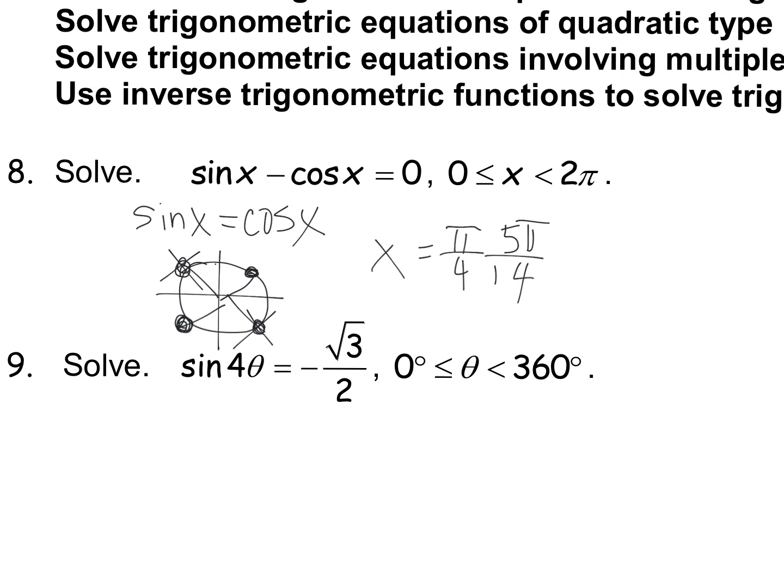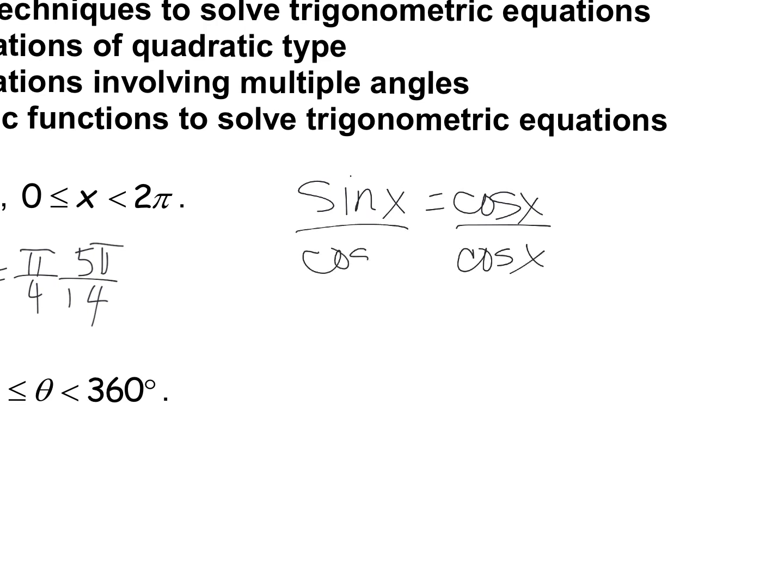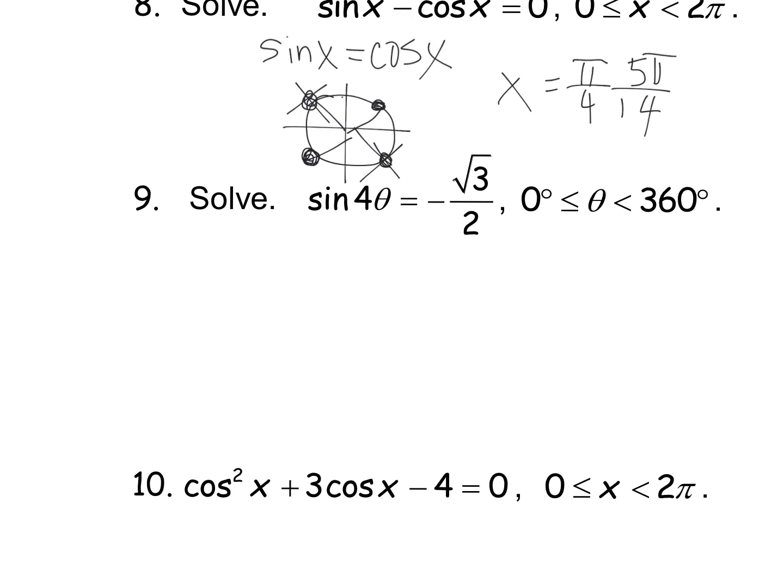If you wanted to tackle it a different way, once I have sine x equals cosine x, I can divide both sides by cosine. Cosine cancels on the right, that gives us a 1, and on the left that gives us tangent. And then you ask yourself, where is our y over x the same? That's the definition of tangent relative to the unit circle. And it gives you the same thing, pi over 4, 5 pi over 4.